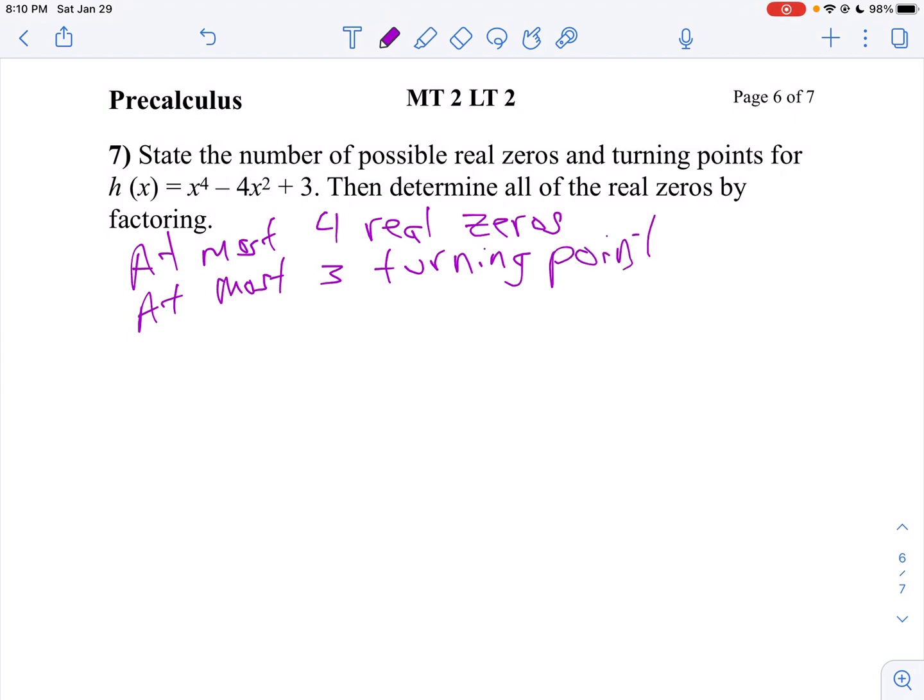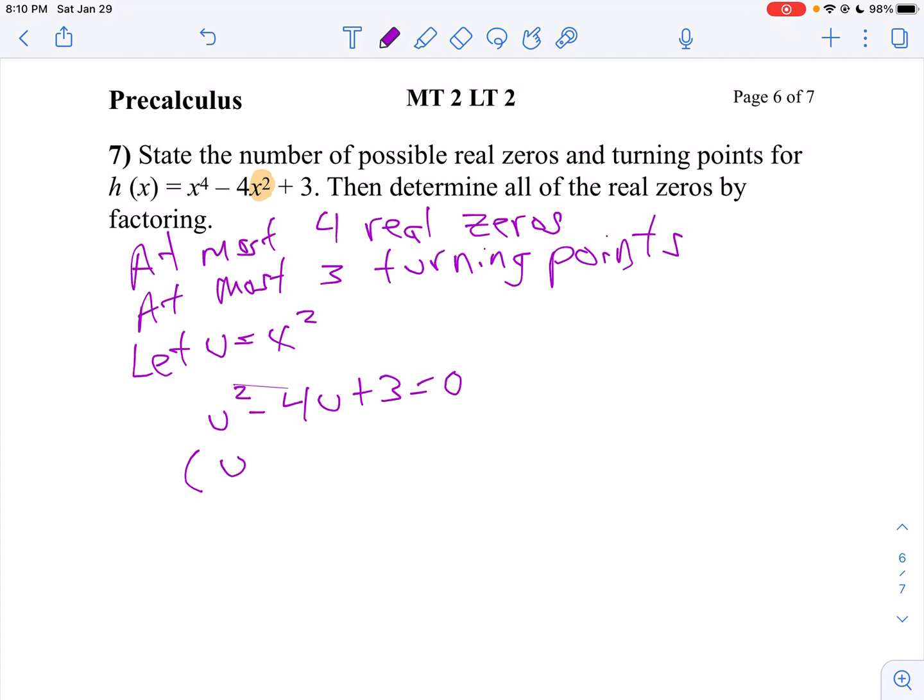Now I notice I can write this in quadratic form because, it's not a quadratic per se, but I notice x squared is my middle term. So here's what I'm going to do. I'm going to let u equals x squared. So instead of saying x to the fourth, I'm going to say u squared minus 4u plus 3 equals 0. So now I can factor that. And you're going to find out, we probably could have just factored this anyway by noticing the pattern, but we're going to do it this way.